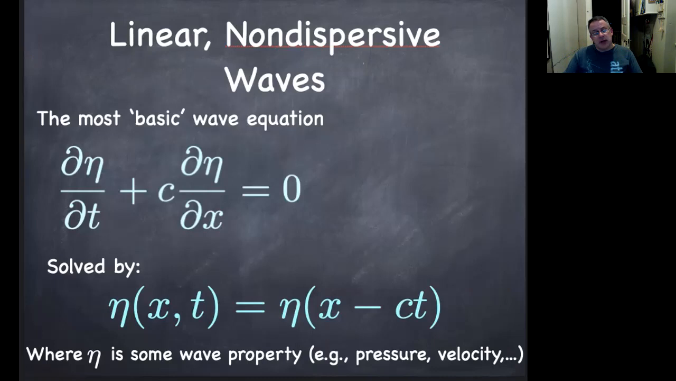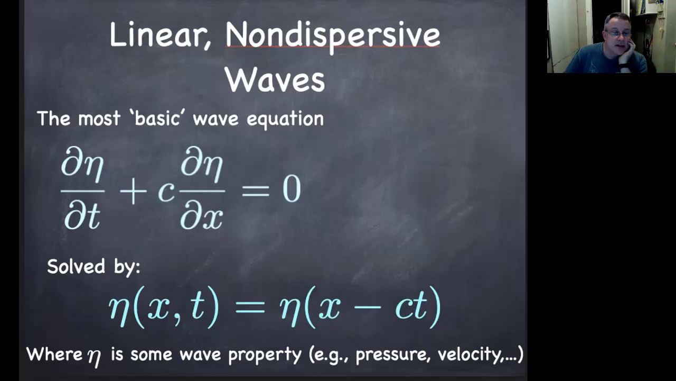Eta is some wave property. Could be height, could be temperature, could be vorticity, whatever, it doesn't matter. This is something that's propagating. This has the ability to propagate. And you might say, well, what if I plug in sines and cosines and I can figure out how to get that to work? Yeah, sure. There's a much more general version, a solution to this equation possible if C is a constant.